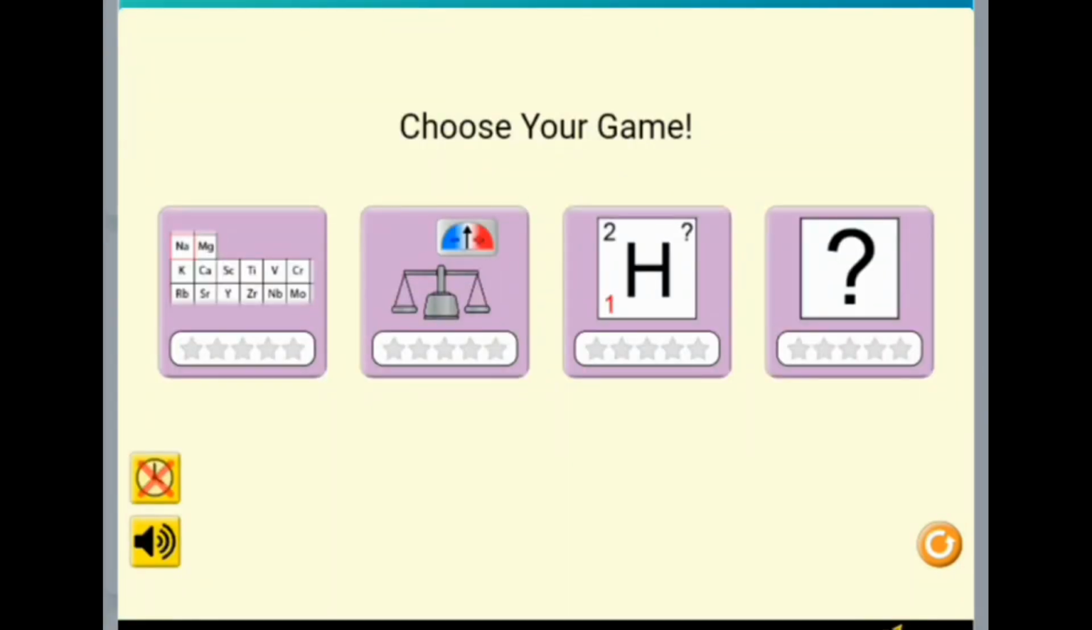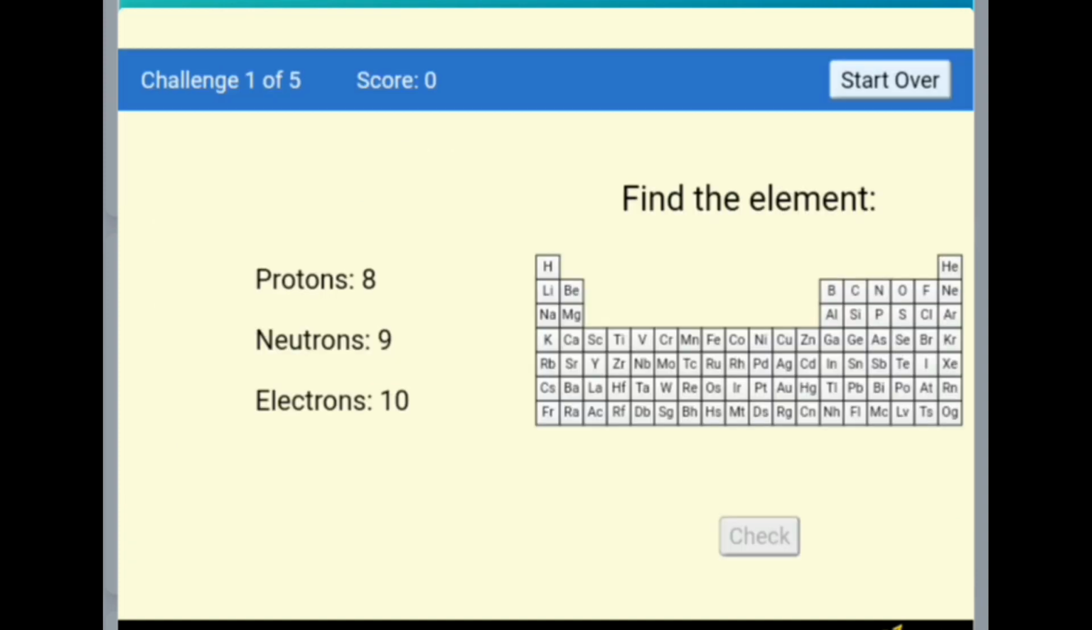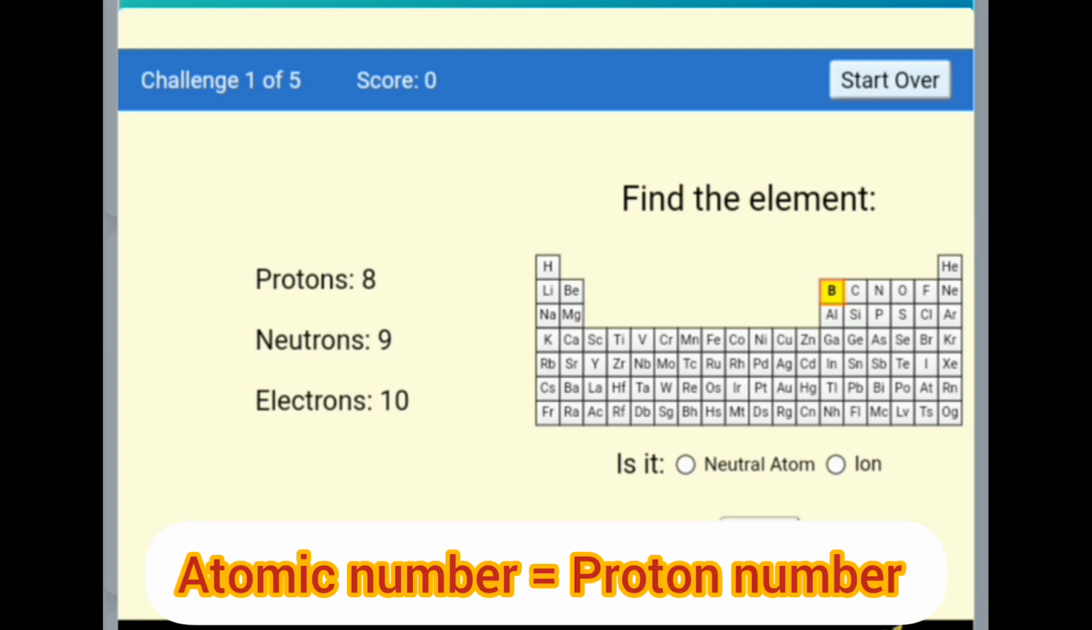Now, the game comes in different formats. These are the 4 different formats in which the game comes. So, first, let's look at the first format here. Now, this proton is 8, neutron is 9, electron is 10. It's representing a particular element. So, your job will be to identify that element and tell us if it is a neutral atom or an ion. If it is an ion, like having 8 protons, 8 protons, which means what?